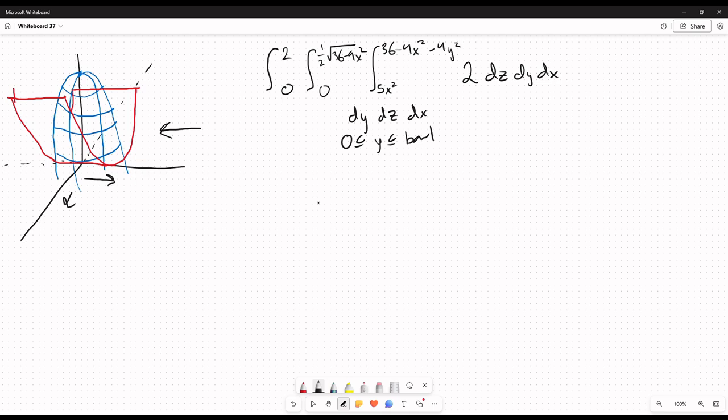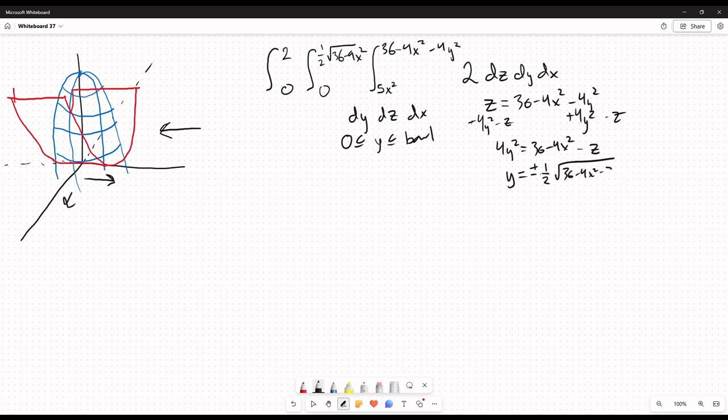Now, that's not very mathematical. So what I'm going to do is this shape is actually given by z equals 36 minus 4x squared minus 4y squared, and I'm going to solve that for y because I need an inequality that involves y. So let's add 4y squared and subtract z from both sides. We're going to get 4y squared equals 36 minus 4x squared minus z. And I'm just going to skip ahead slightly and get that y is going to equal plus or minus 1/2 square root of 36 minus 4x squared minus z.